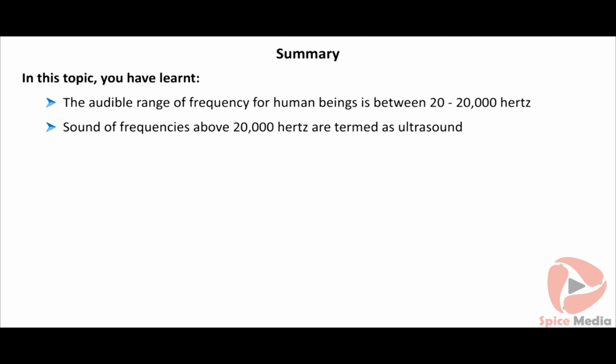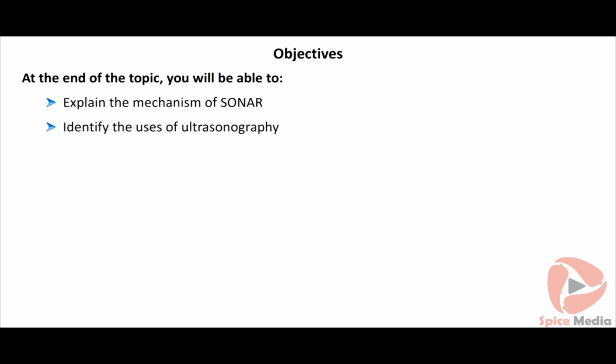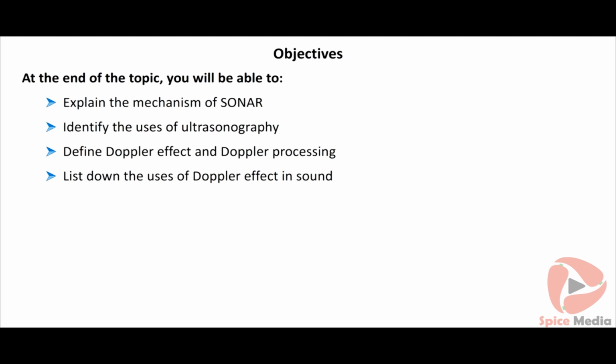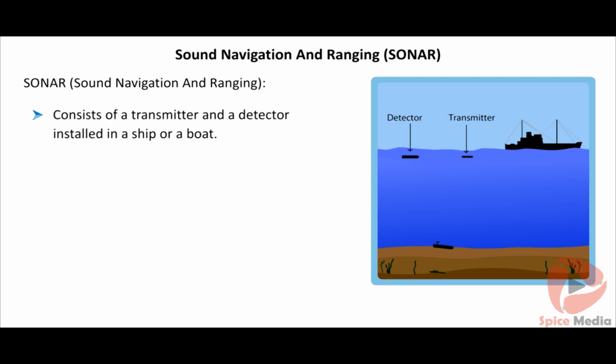In this topic, you have learnt the audible range of frequency for human beings is between 20 to 20,000 Hz. Sound of frequencies above 20,000 Hz are termed as ultrasound. Sound of frequencies below 20 Hz are termed as infrasound. At the end of the topic, you will be able to explain the mechanism of sonar, identify the uses of ultrasonography, define Doppler effect and Doppler processing, list down the uses of Doppler effect in sound.